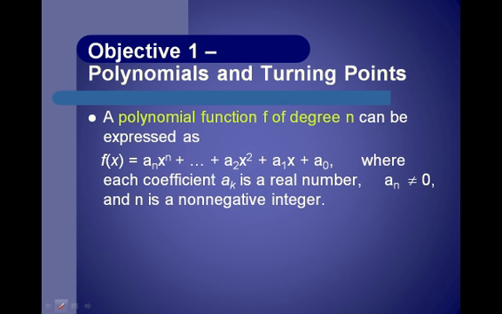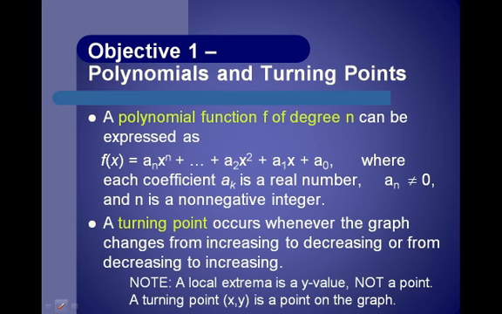A polynomial function f of degree n can be expressed as the function f of x equals a sub n x to the nth plus all the way up to a sub 2 x squared plus a sub 1 x plus a sub 0, where each coefficient a sub k is a real number, a sub n is not 0, and n is a non-negative integer. This is exactly the same function we talked about in the previous topic.